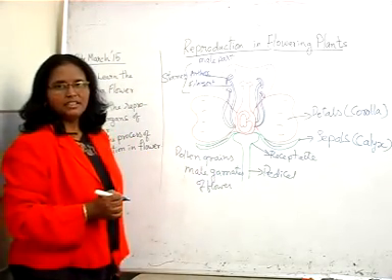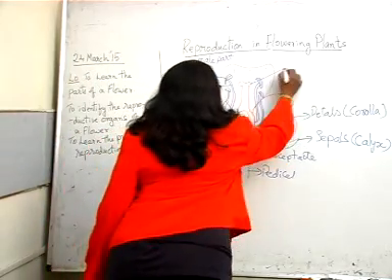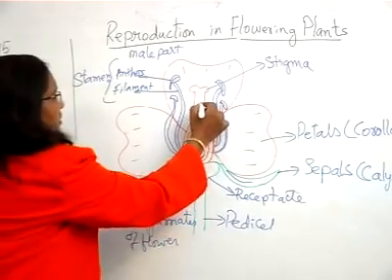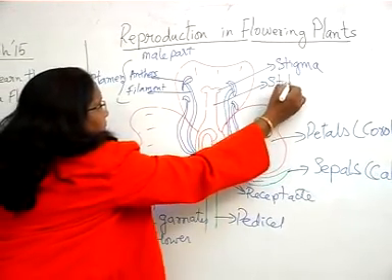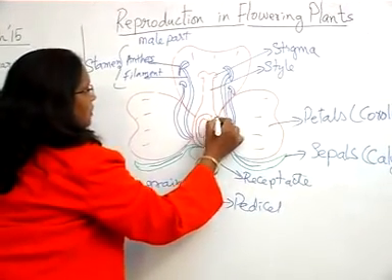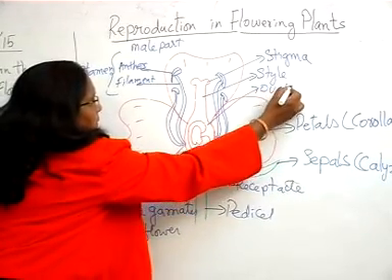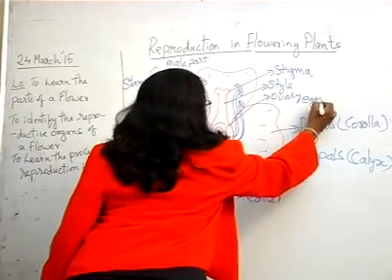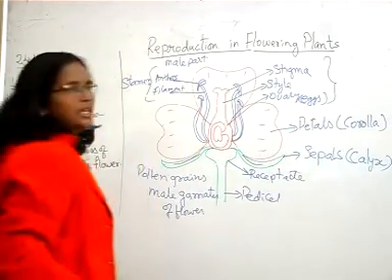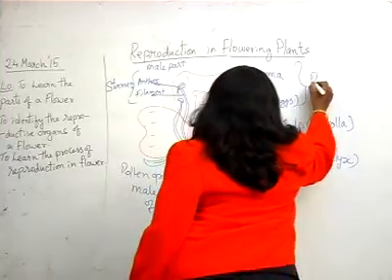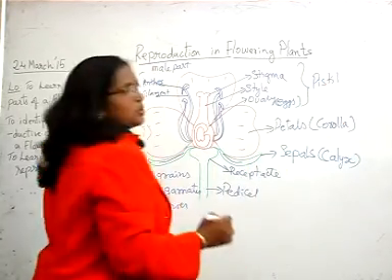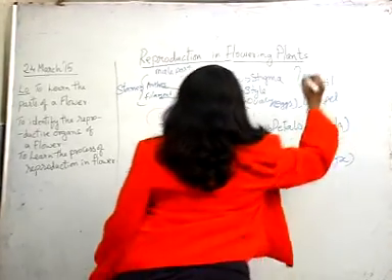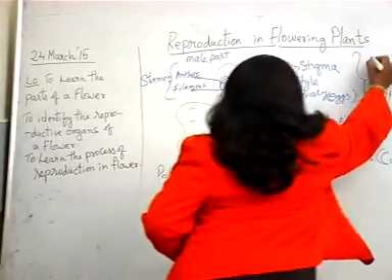Now let us see the female part of the flower. Stigma. You have here the style, then the ovary. The ovary consists of eggs or egg. Together this is the pistil. Ovary is also called the carpel. Now this is the female part of the flower.